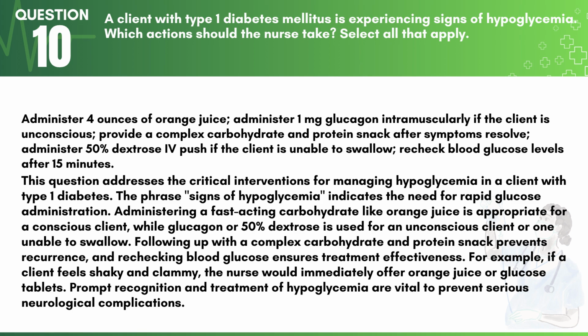The phrase signs of hypoglycemia indicates the need for rapid glucose administration. Administering a fast-acting carbohydrate like orange juice is appropriate for a conscious client, while glucagon or 50% dextrose is used for an unconscious client or one unable to swallow. Following up with a complex carbohydrate and protein snack prevents recurrence, and rechecking blood glucose ensures treatment effectiveness. For example, if a client feels shaky and clammy, the nurse would immediately offer orange juice or glucose tablets. Prompt recognition and treatment of hypoglycemia are vital to prevent serious neurological complications.